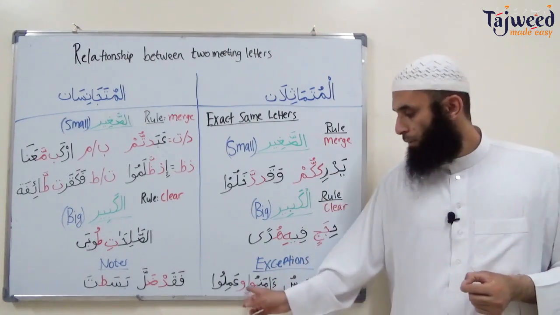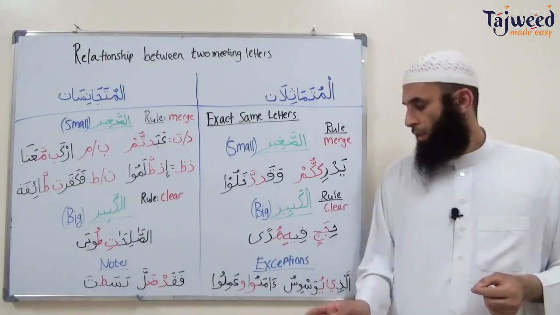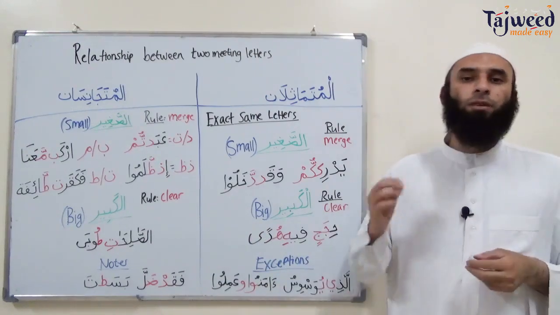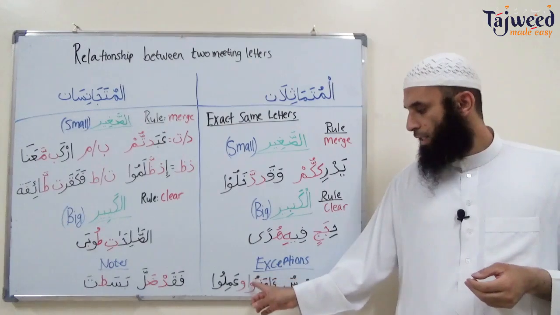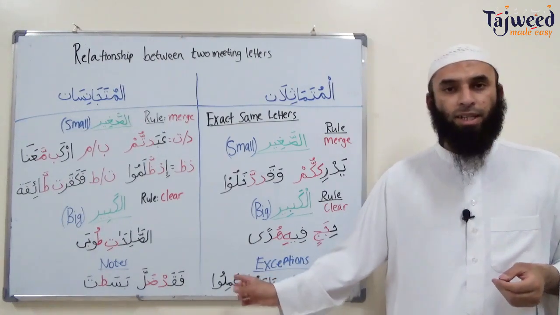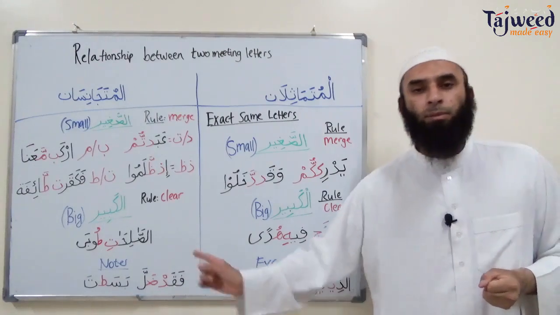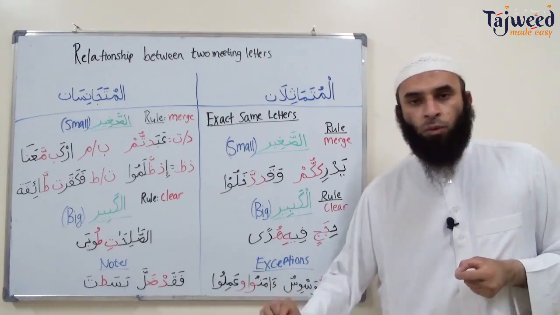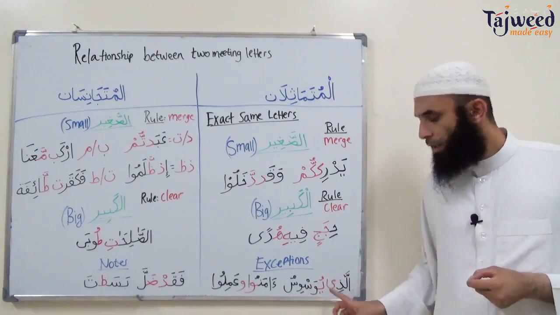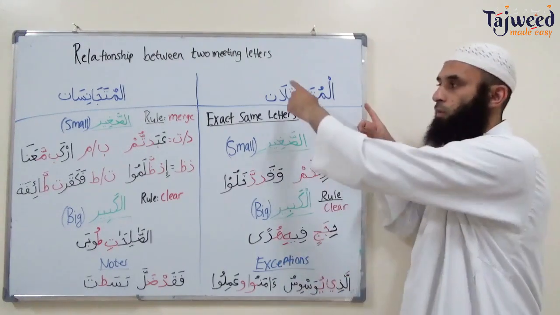Same thing with wa amanu wa amilu salihat. This waw here is for stretching. Alif, waw, and ya are for stretching. If stretching letters are next to exact same letters, we do not merge them. So we don't merge wa amanu wa amilu salihat. So this is the rule on mutamathilan.